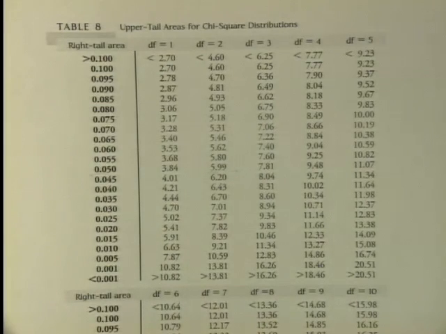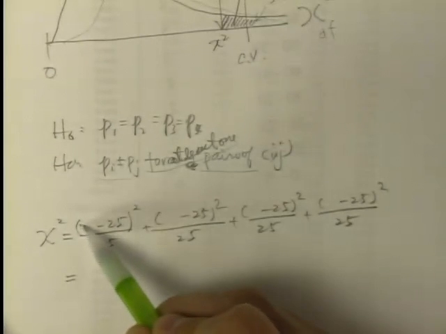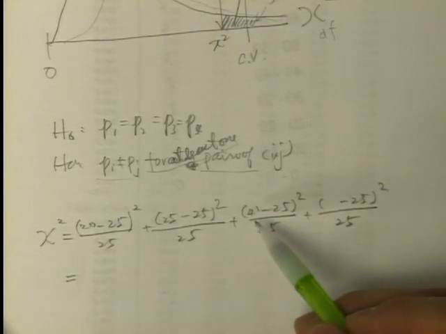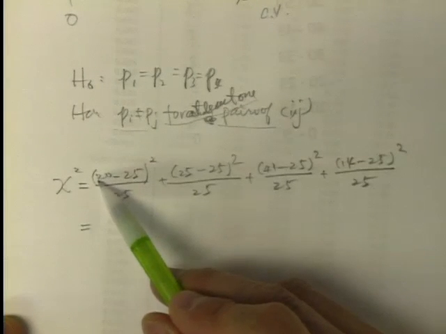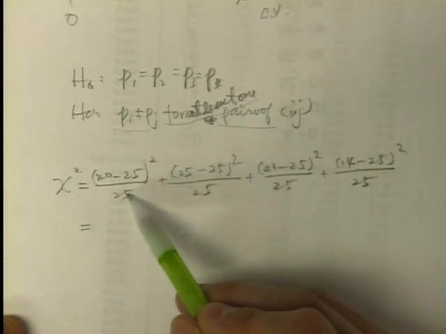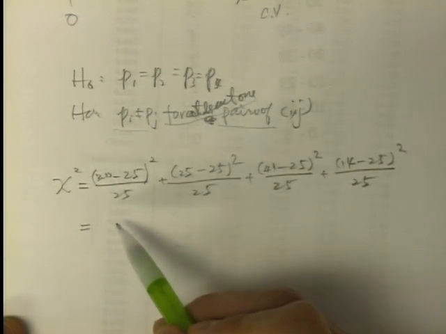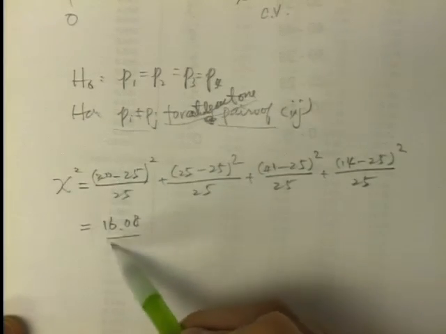How many of you have rejected the null hypothesis? Oh, okay, that's cool. So let's see. This is what you would do. You find the expected counts, and they're all 25. And the observed counts are 20, 25, 41, and 14. These are the observed. Observed minus expected, squared, divided by expected, and so forth. So what number do you have? Anybody? 16.08. That's pretty large.